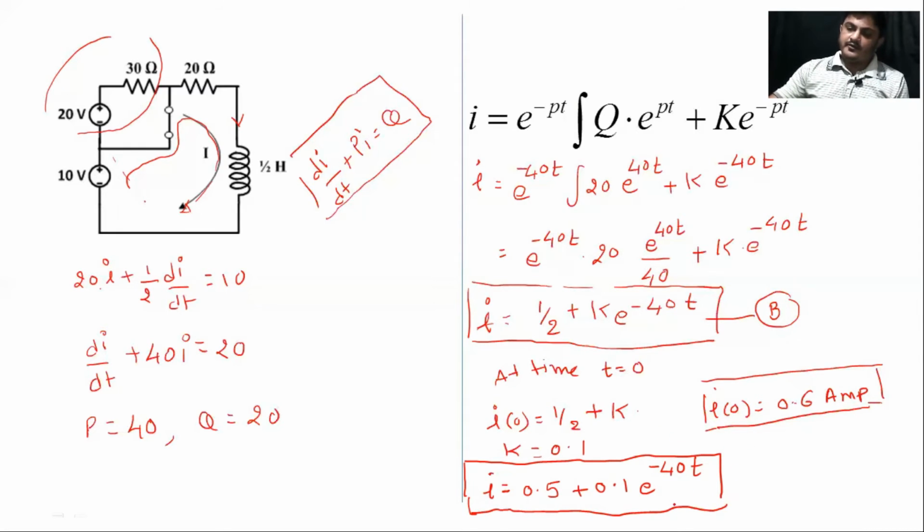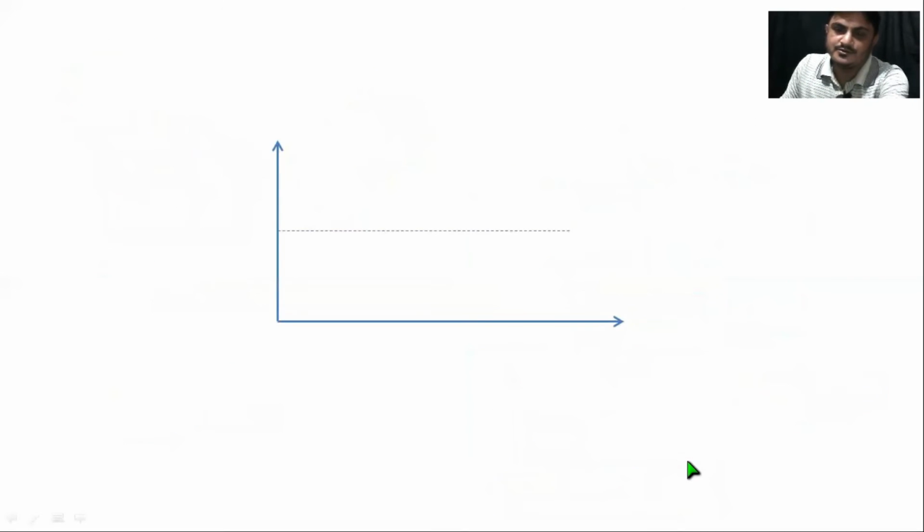If you observe this expression, what we are doing is finding the expression of current. Now if you have a value of t, let us say 0.1 second, 0.2 second, or 0.1 microsecond, you put the value of t in this particular equation, and you will get your final answer. Let me plot this curve so we will get some more idea. Let us say I equals 0.5 plus 0.1 e raised to minus 40t. This is the expression that we derived.